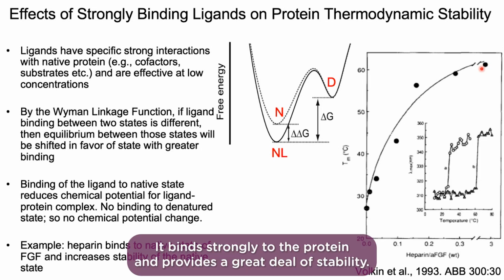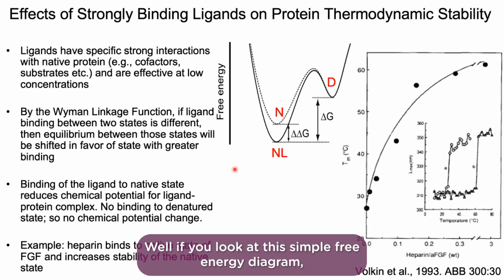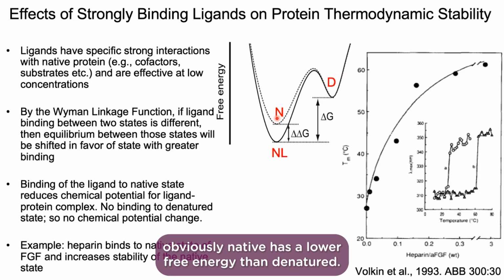It binds strongly to the protein and provides a great deal of stability. Well, how does that work? Well, if you look at this simple free energy diagram, if you look at native protein and denatured, obviously native has a lower free energy than denatured.